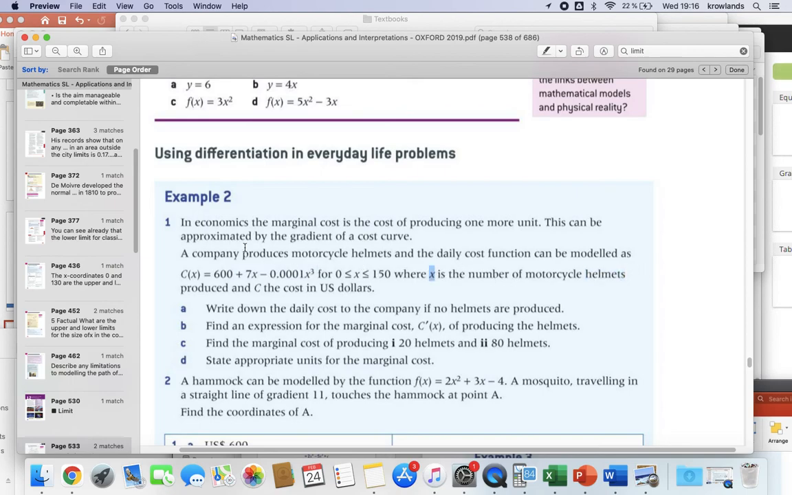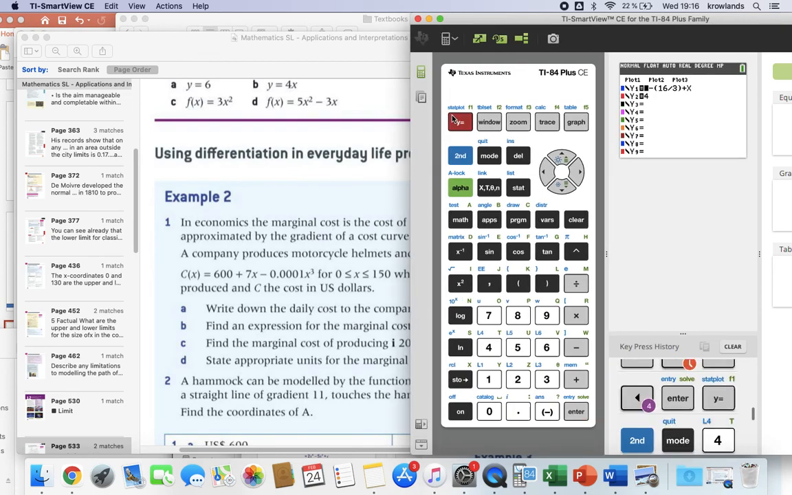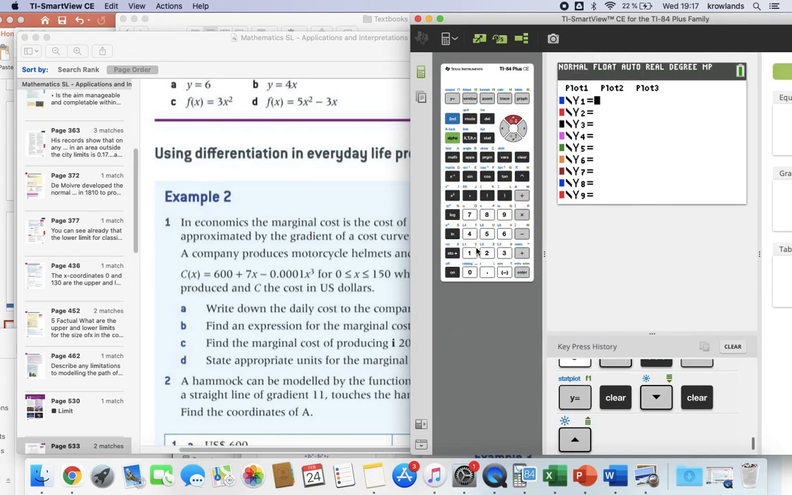If you're quite good with maths, you can see straight away what the answer is, but most of you will not be able to see this straight away. So I'm going to show you how to do this with a y equals. We're going to clear both of the functions. On the y equals, what we're going to type is the function 600 plus 7x. Note I didn't press the 7 clear enough. Minus, the large minus as it's in the middle of the equation, 0.0001 x to the power of 3.